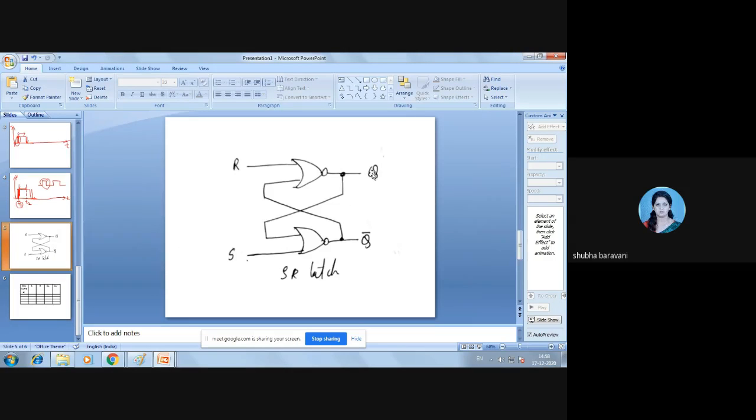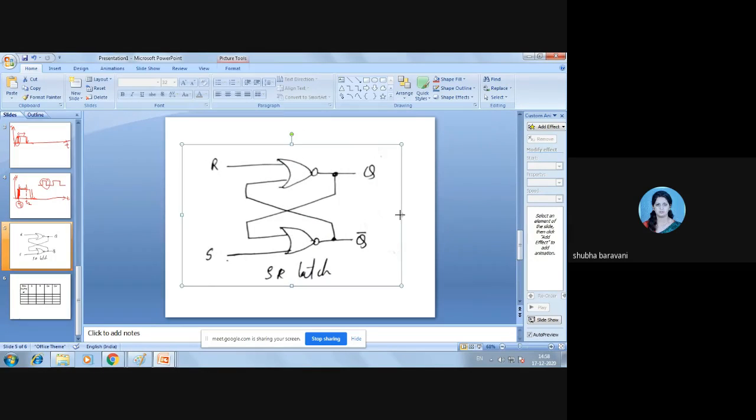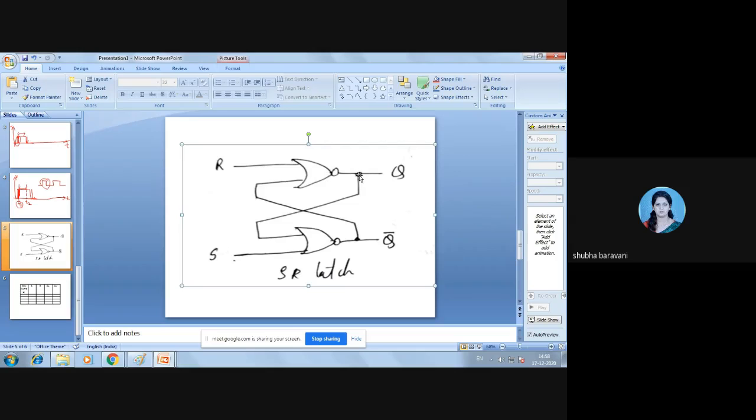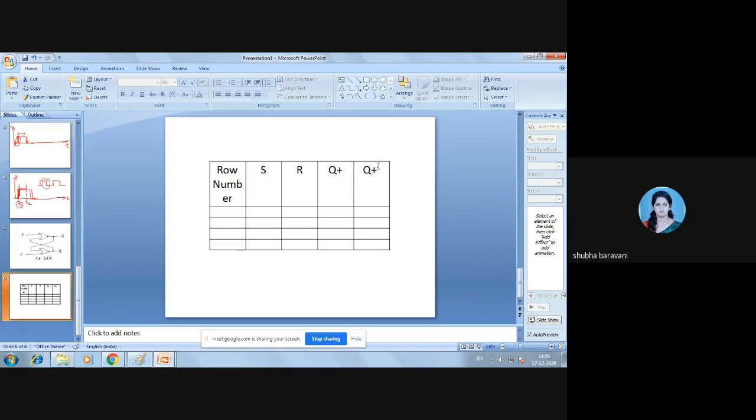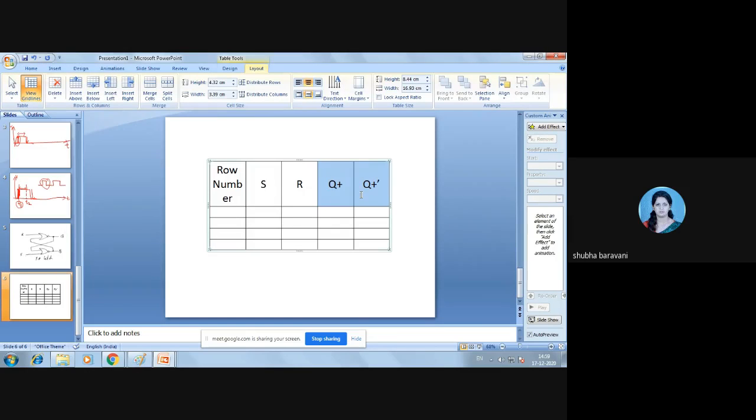However, see, Q and Q bar. इसमें feedback loop है, right? This is a feedback loop. It means whatever you are getting at Q is being given to S here, and whatever you are getting at Q bar is given to this first NOR gate. ठीक है? Where your outputs are Q and Q bar, इसका जो next output होगा ना, that I am taking as Q plus and Q plus bar. समझ में आया what is Q plus and Q plus bar?